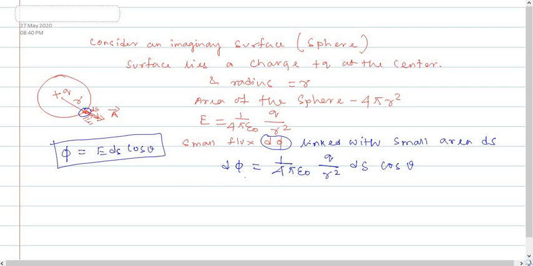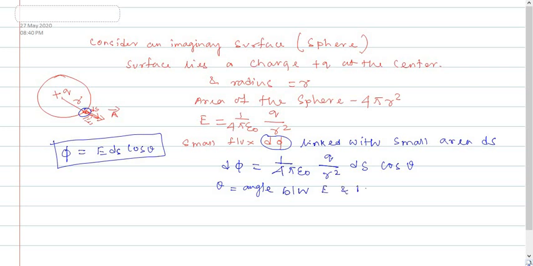Now you see here, what is theta? Theta is the angle between E and ds. What is the angle between E and ds? We can say the angle between E and ds is equal to 0 degree. The direction of E and the direction of A is the same. If you draw here, this is the direction of E and this is the direction of A, so the angle is equal to 0.